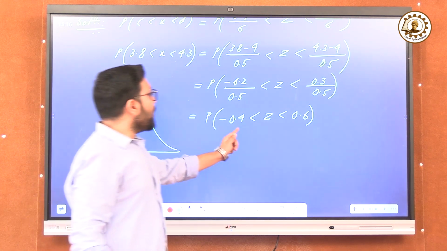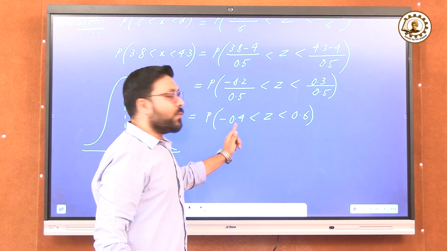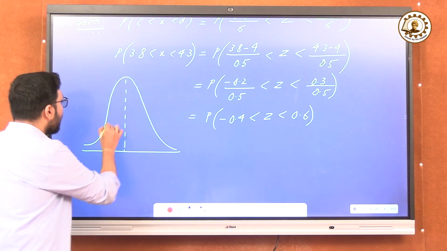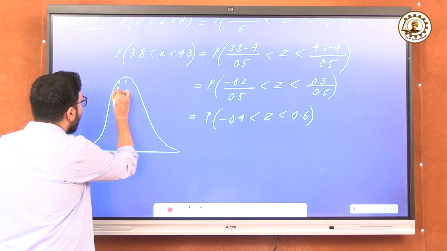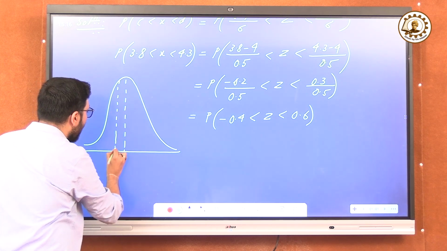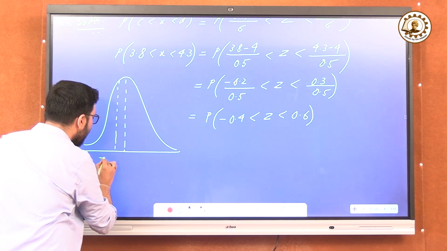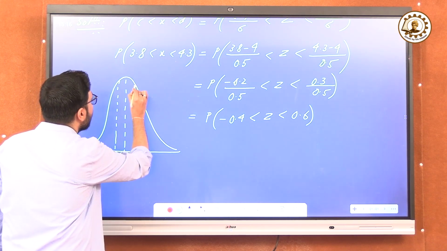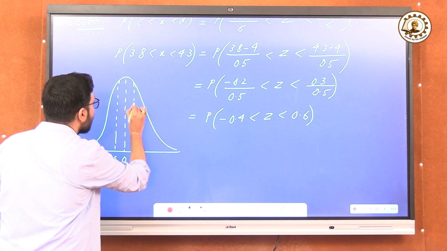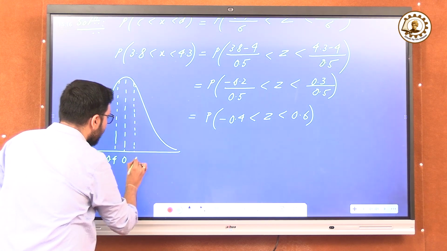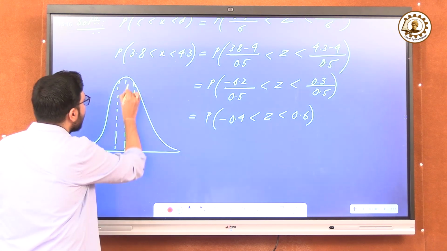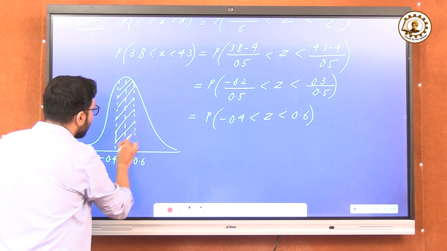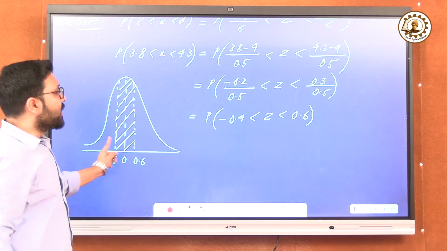See, the value which we are going to consider here is in between minus 0.4 and 0.6. Of course, for minus 0.4, I will consider the ordinate on the left side of 0, which is minus 0.4, and here it is 0.6 suppose. So basically we are supposed to find out this area. Look at this. This area we are supposed to find out.